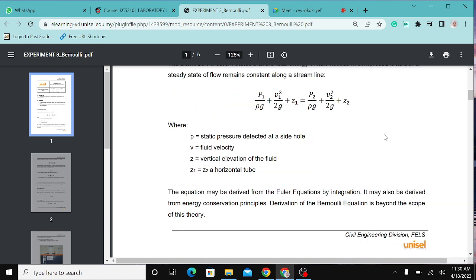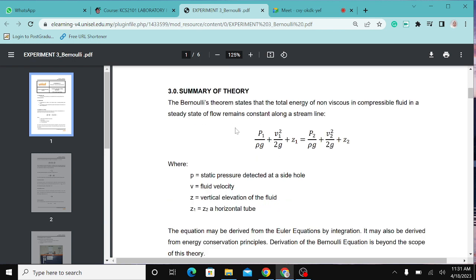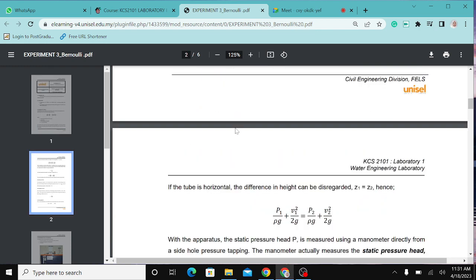to describe about the Bernoulli's theorem, it can be derived from Euler equation lah by using integration. That means kalau kita integrate Euler equation, you can get lah equation atas. Okay. It also can be derived from energy conservation principle, and for the experiment macam mana nak derive here, kita tak cover lah. Basically, that one is more into those are in the mathematical field lah.